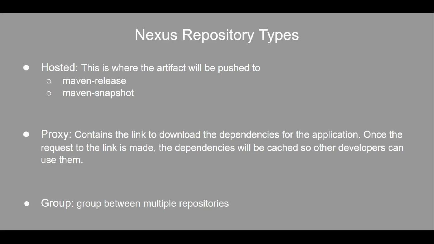Now let's learn a little bit about what Nexus does exactly. As mentioned before, Nexus is a tool that we're going to be using to store our artifact, or basically our WAR file. There are 3 types of repositories in Nexus. The first is the hosted repository. When we compile our project, we get a WAR file, which is our artifact. We need to store that artifact somewhere for every version of our application, so we can keep track of the different versions and roll back to a previous version when necessary. We're going to create 2 hosted repositories called Maven Release and Maven Snapshot.